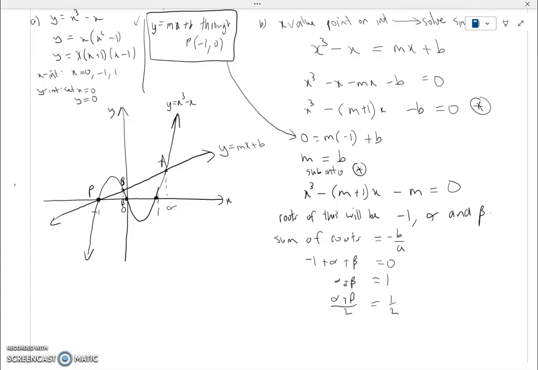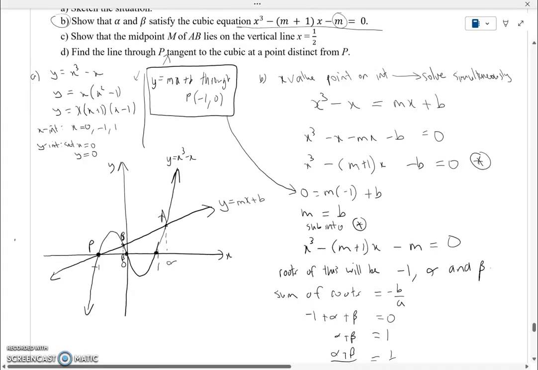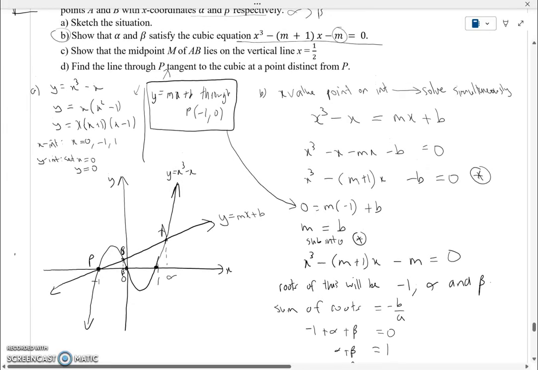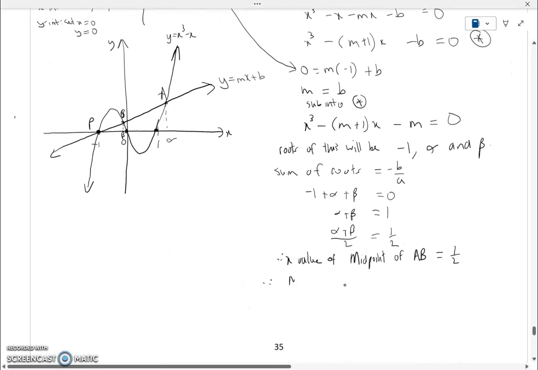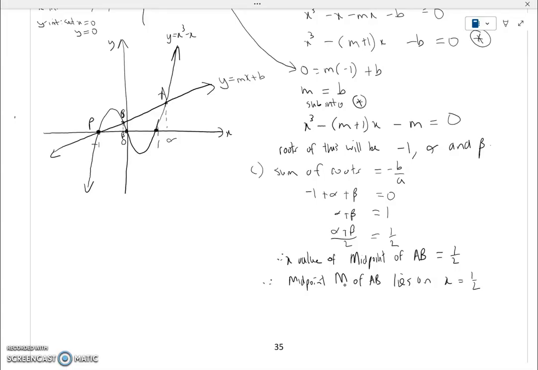So this is therefore the x value of the midpoint of AB is 1/2. And that's precisely what this question's saying. Show that the midpoint lies on the vertical line x equals 1/2. Therefore, the midpoint M of AB lies on x equals 1/2. Okay, so that's part C done.